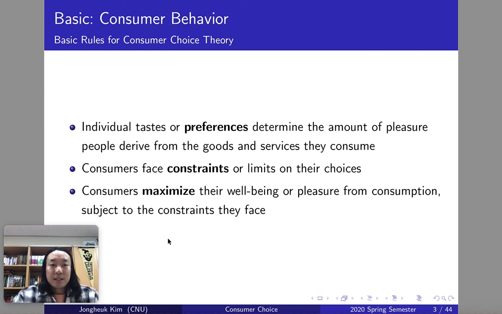Okay, so that's the summary I talked about briefly. Every single consumer has their own taste or preference, which will give you some kind of pleasure or happiness. For instance, you don't eat soy because it does not give you any happiness, but you eat pizza, right?